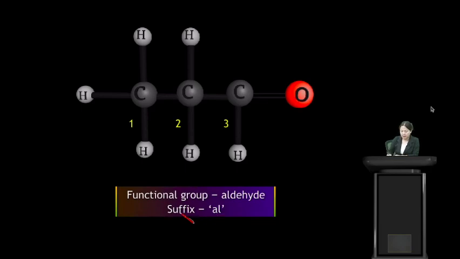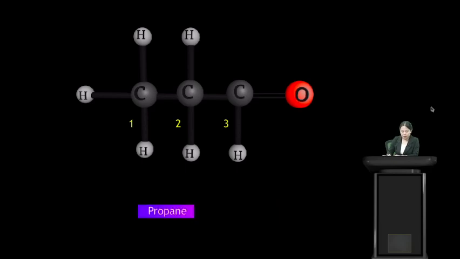We have 3 carbon atoms. It is an alkane, so we have the name propane. But again, it contains an aldehyde. If an aldehyde is present, the suffix AL is used. So the name of this compound will be propanal. Okay, propanal. The name of this compound will be propanal.